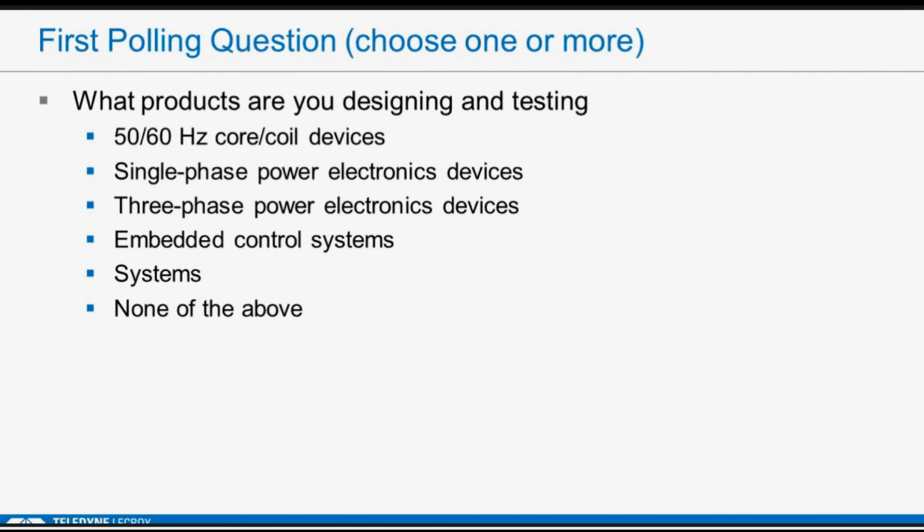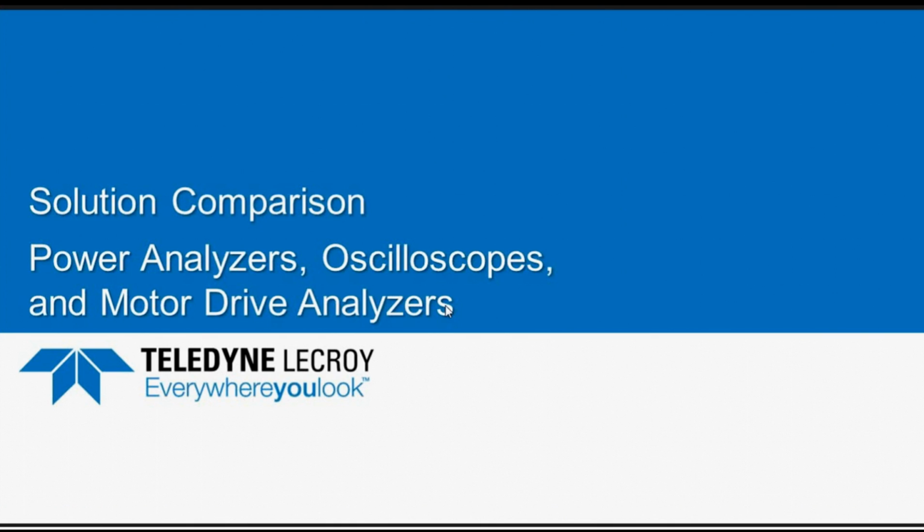Okay, so we've closed the poll. We'll continue again. And now what we're going to do is spend time talking about the solution comparison, the kinds of products people use in this field. So there's power analyzers, there's oscilloscopes, and there's a product we call a motor drive analyzer, which combines the best attributes of both these things.